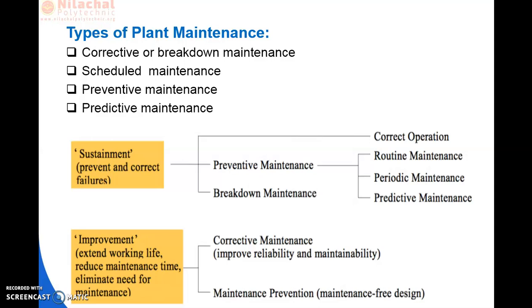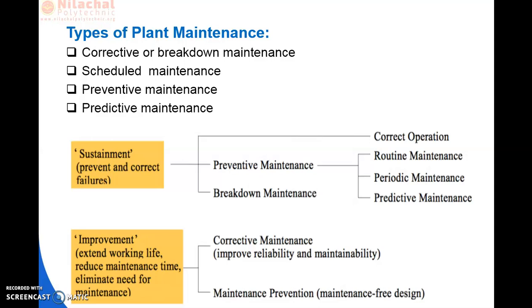Industrial Engineering and Management. Here I am continuing with the Plant Engineering chapter, and in this video I am going to explain the types of plant maintenance. We have 4 types of plant maintenance: corrective and breakdown maintenance, scheduled maintenance, preventive maintenance, and predictive maintenance.